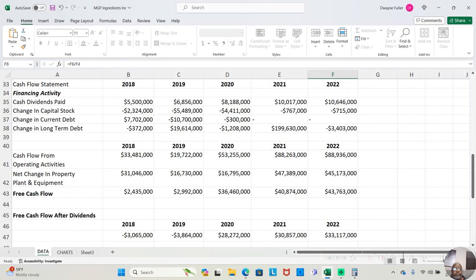If we look at the 5 years listed here, 2018 through 2022, each year they bought back more of their own shares of stock, which we love to see a company do. In 2018, they bought back $2,324,000 worth of their own stock. In 2019, they bought back $5,489,000 worth. 2020, $4,411,000 worth. 2021, $767,000 worth. And 2022, $715,000 worth.